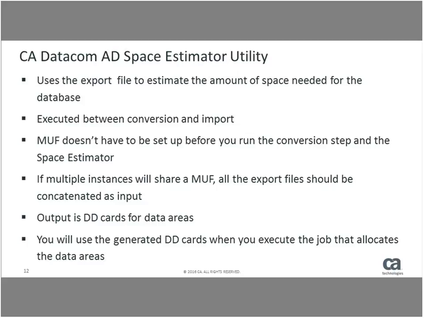You don't have to have the MUF set up and ready before you run the conversion or the space estimator step. Create the export file or run it through the space estimator. And if you're going to put multiple instances of CA7 within a shared MUF, then all of the export files that you will be putting in there can be concatenated as input to the space estimator. The output is DD cards for those data areas that you will use when you execute the job that allocates the data areas.